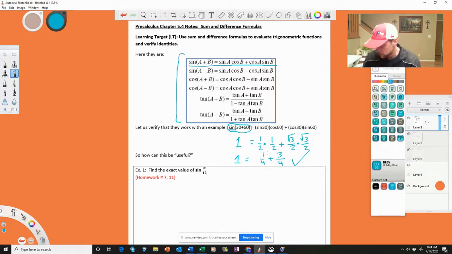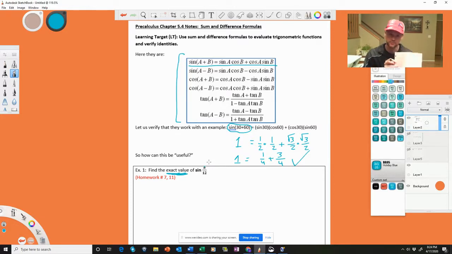So where might this be useful? Let me do an example with you here. Let's find the exact value, not approximate, of the sine of pi over 12. So if you look on your unit circle, do you see pi over 12? No, you don't. However, do you see values whose difference or sum might be pi over 12?